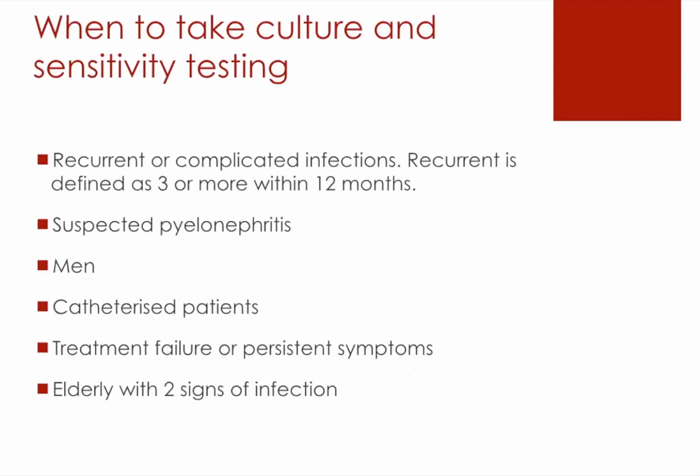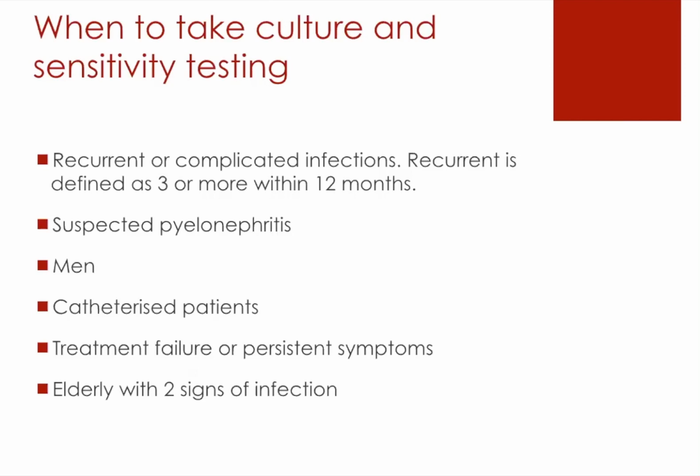But when do we take midstream urine cultures? If a patient's experiencing recurrent or complicated infections, and recurrent here means 3 or more times within 12 months, if a patient has suspected pyelonephritis, and we went through these symptoms, if the patient is a male, the reason for a male is because of that long urethra, you wouldn't be expecting males to be having a UTI. And because of this, you want to be looking at the fact of whether or not there's an anatomical abnormality.